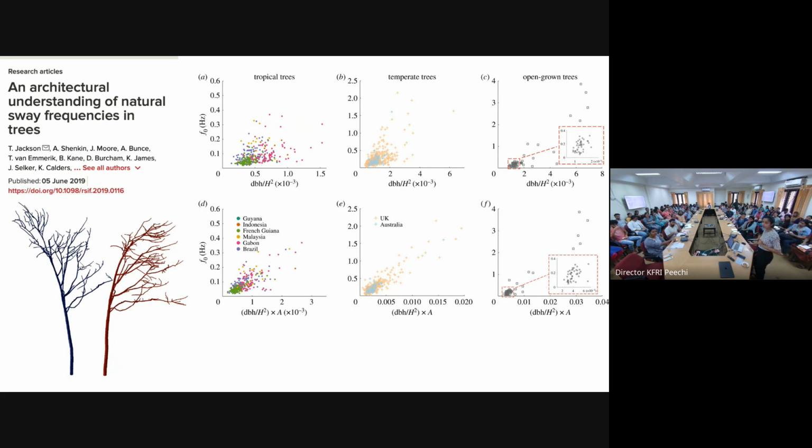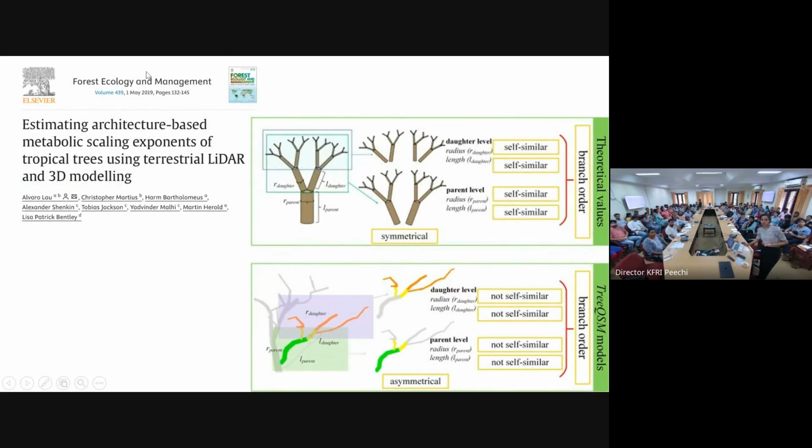But they showed that instead of just using height and diameter, if we use the architecture of the tree, we are able to predict the susceptibility of the trees to wind damage better. And another interesting paper showed that we can actually start testing really cool ecological theories.